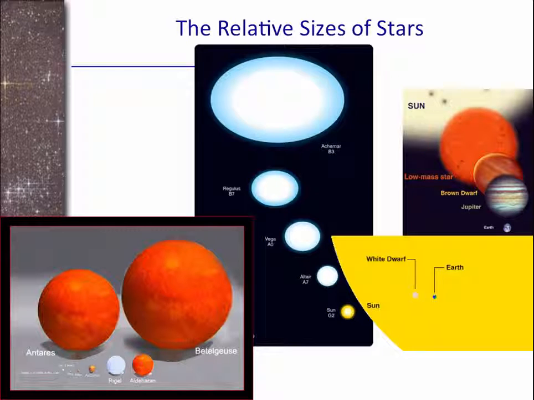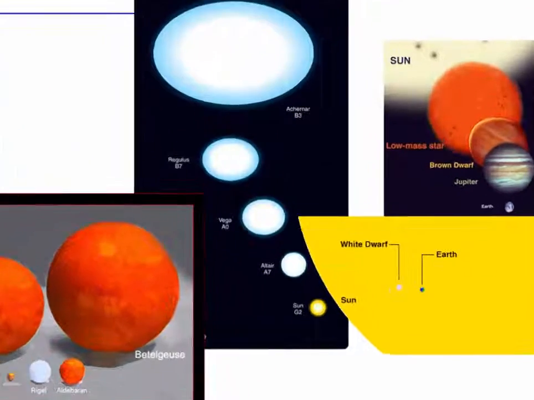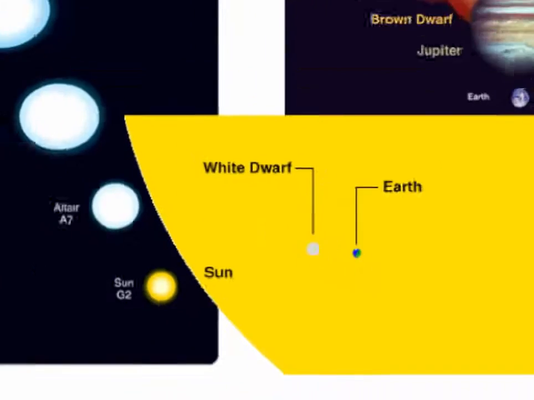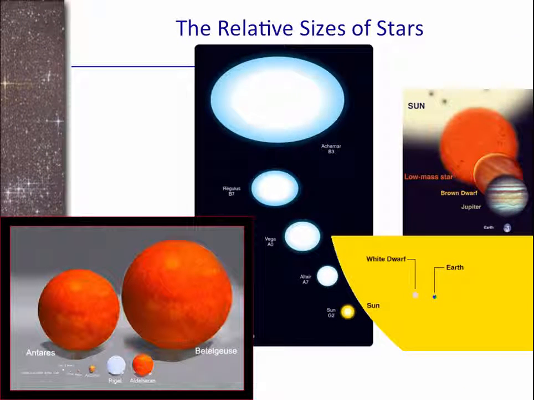Finally, we get to the white dwarfs. So here's yet another diagram, the radius of the sun here, and a white dwarf is comparable in size to the Earth. And so what you see is that white dwarfs are extraordinarily small. That's why they're called dwarfs. So compared to the sun, a white dwarf is minuscule, but compared to Betelgeuse, the sun is minuscule.